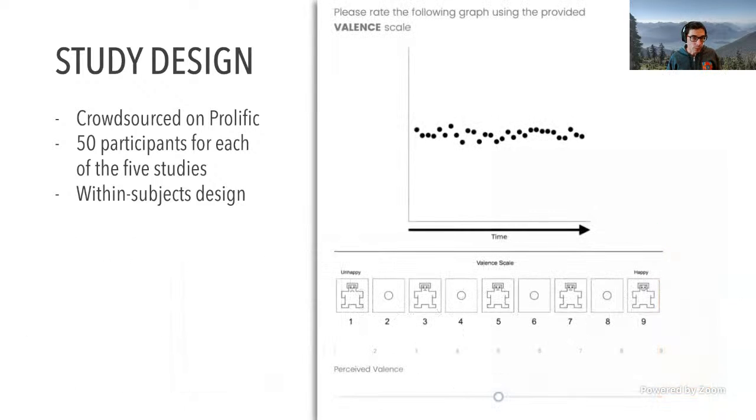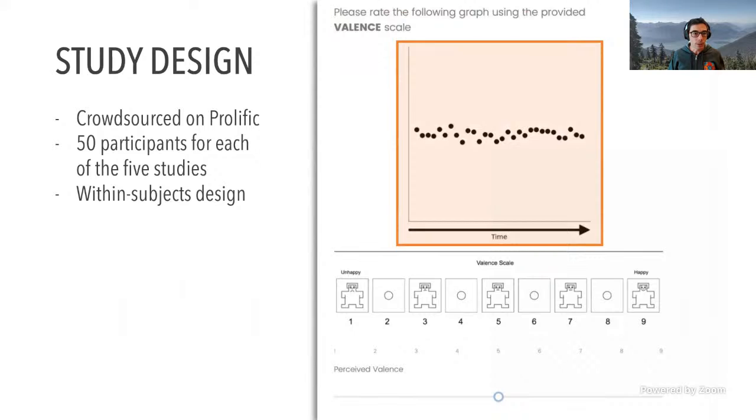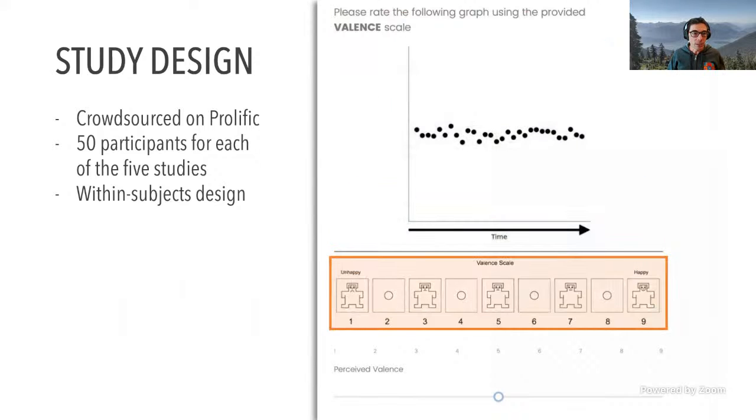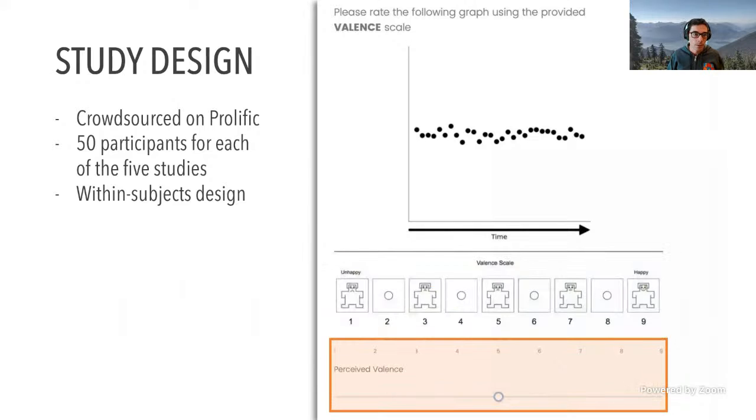Here is an example of a stimulus from the study that shows the prompt at the top, the visualization in the center, the mannequin scale for the current measurement, which is valence here, and a slider aligned with the scale for participants to input their perceived valence.